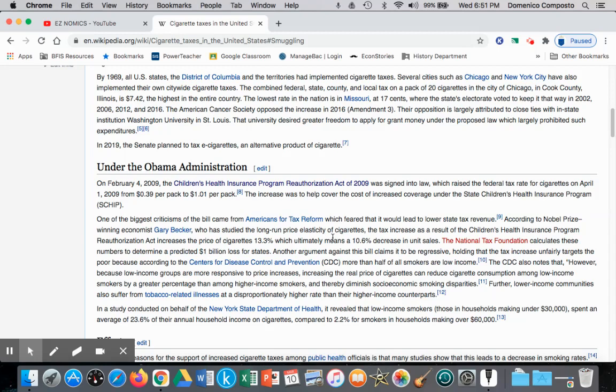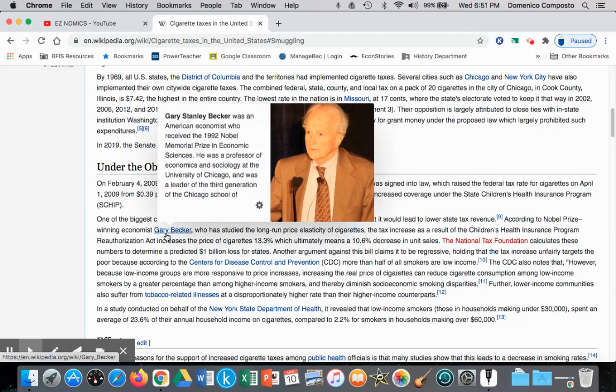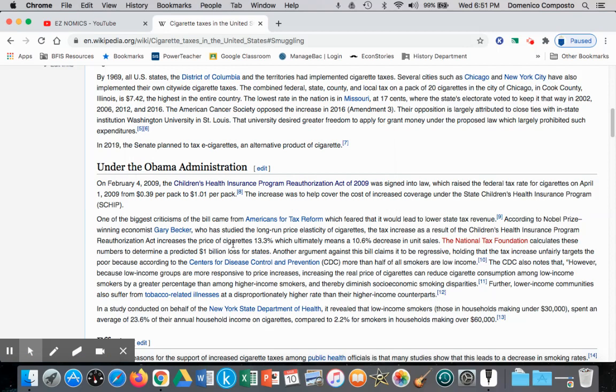And here we see that Nobel Prize-winning economist Gary Becker calculated that the increase in the price of cigarettes would be about 13.3%, which would lead to a 10% decrease in unit sales. Thus, we can see that the percent change in price is greater than the percent decrease in quantity demanded, highlighting that the demand curve is inelastic because of the addictiveness of this good.